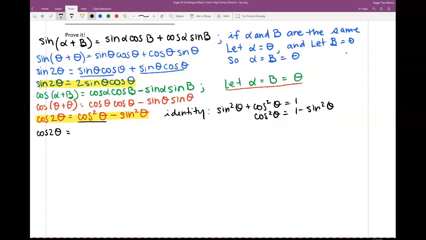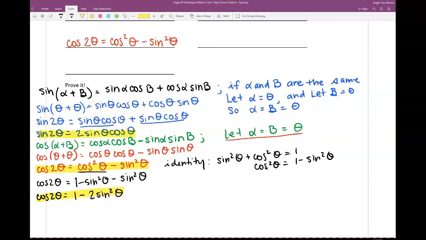Every time I see a cosine square, I can now put in 1 minus sine square of theta, and then bring this down, minus sine square of theta. So cosine of a double angle is, here's another one. Now, these all come from the original, okay? But sometimes one is easier to use than other, so that's why we want to write all of these down. So let me write this one down, okay?